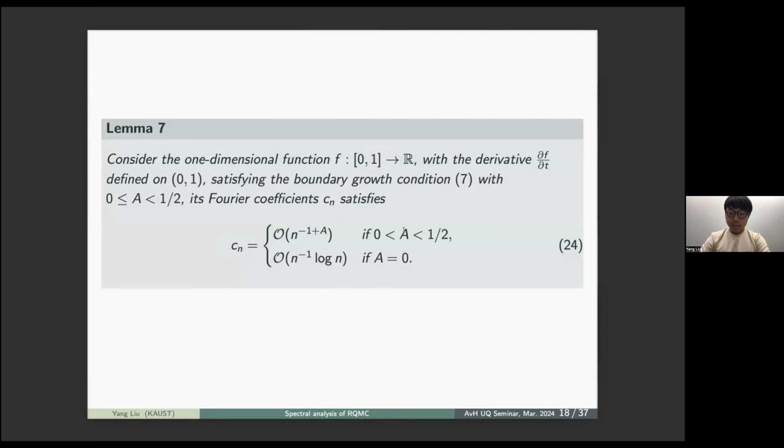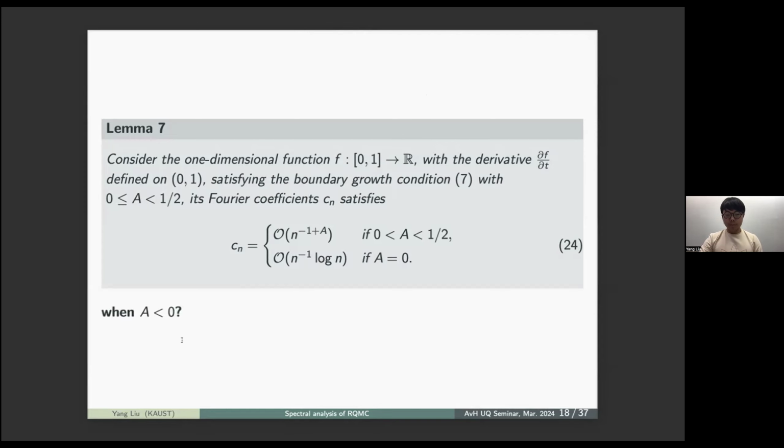So when a is positive, you have n to the minus 1 plus a. And when a equals 0, you have n to the minus 1 times some log factor. So you can use this result to also prove the convergence of the variance of the lattice rule estimator.